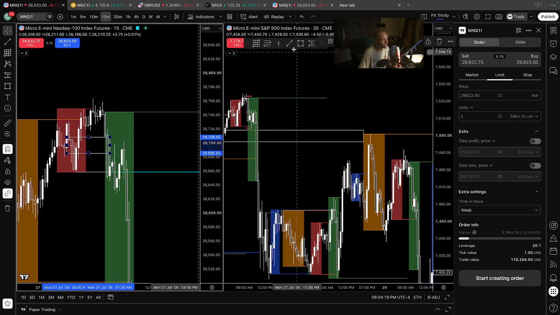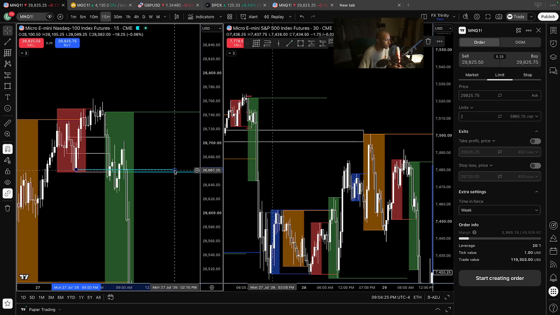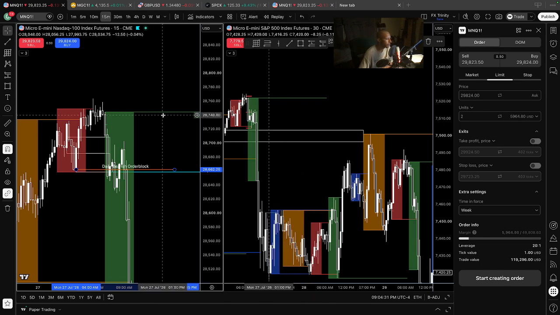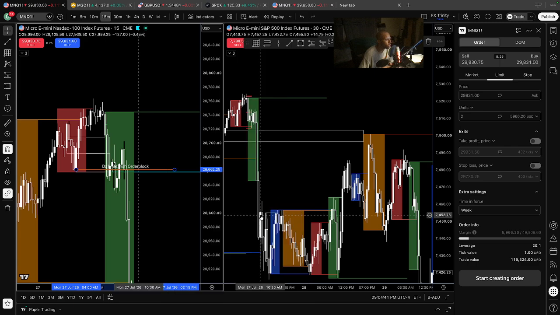Getting money machinery, count up the greenery. What does it really mean to you? Is it the same as it means to me? Daily bearish order block. I don't know why I hit that, because it's just a regular order block. Order block will make you rich.